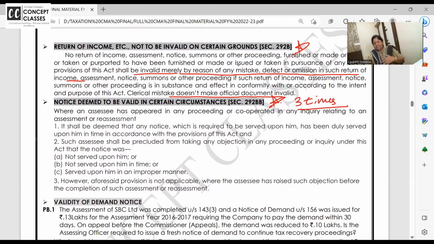Generally I don't stress much on the sections, but this one is important, 292BB. It is very simple. First listen carefully. It is very interesting also. See, 292BB is saying, suppose the notice is not served in proper format, or not served in proper time, or whatever it is, but whenever you receive the notice, as an assessee you responded and your assessment is completed. Then can you later on say, sir, my assessment is invalid because the notice itself was not proper?